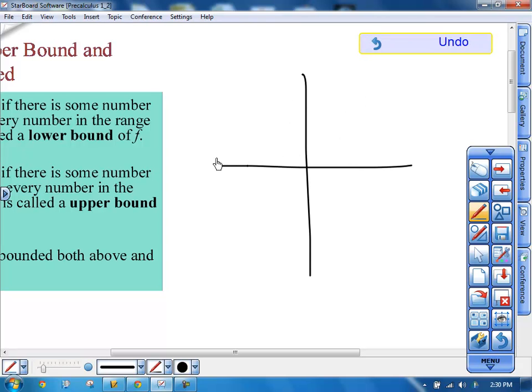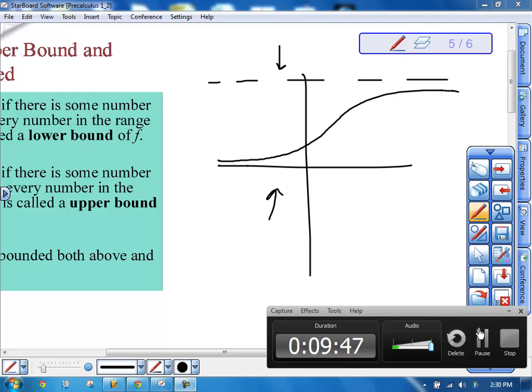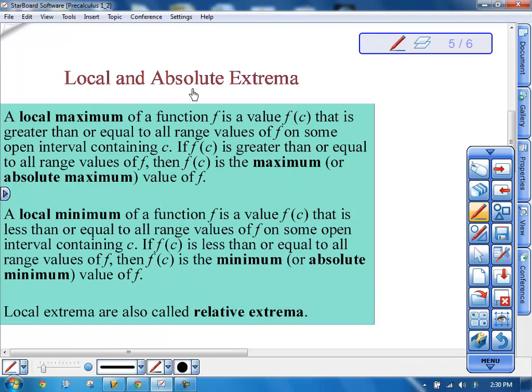Or if we study logistic, one of the 12 basic functions we'll have is a logistic function, which looks like this. And that is bounded above and below. So this would be the upper bound, this would be the lower bound, and so on. Hopefully that's pretty self-explanatory.